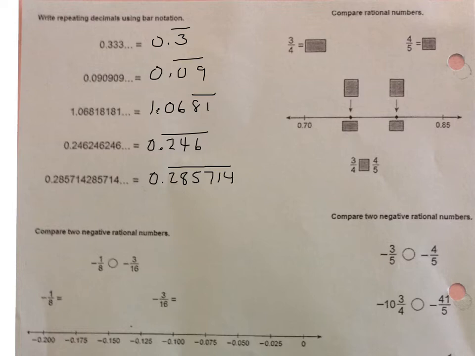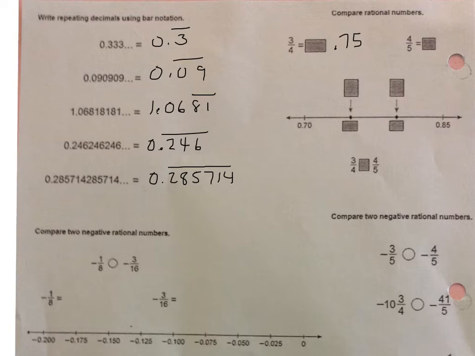Now, for the next section on the right here, compare rational numbers. We need to turn all of these fractions into decimals. Now, I know that 3/4 is equivalent to 0.75. If I didn't, I would need to do long division like we did before. And I will show you that with 4/5.